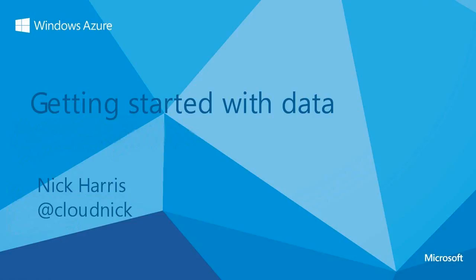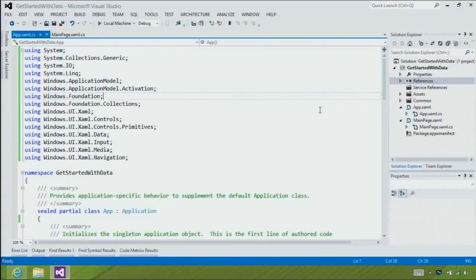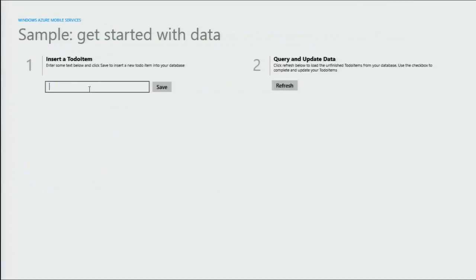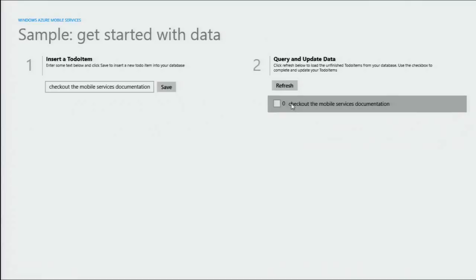So let's get started. So I'm now in Visual Studio, and this is my disconnected application. To many of you it may be familiar. It is the to-do list application, but in this case it's completely disconnected and we're going to wire it up from scratch. Now, for those that aren't familiar with this application, let's have a quick look at what it does. So the first thing it allows you to do is to add items to a list. So we'll say add an item or a task saying check out the mobile services documentation. I'll hit save. Now this has gone and added an item to the list here.